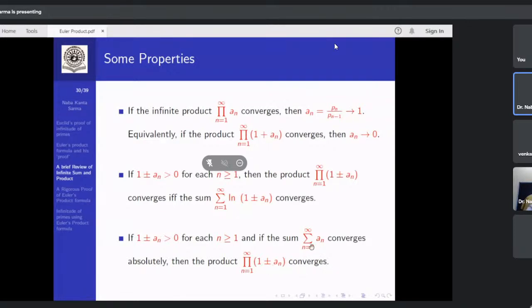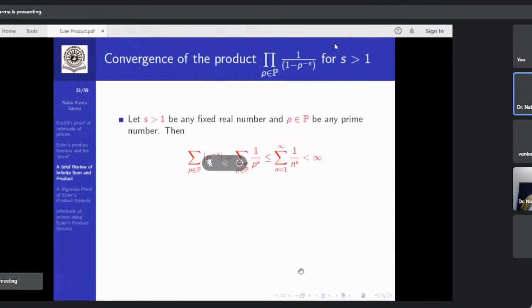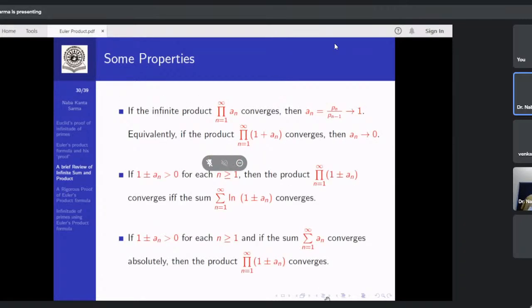So this is a relation between sum and product. By knowing that the sum a_n converges absolutely, I can know that the product of (1 plus a_n) converges. So with all these things, we can now take the right hand side, the infinite product in Euler's identity. We can show that this product also converges. So how to show that this product converges? We'll use this result: if the sum of the series a_n converges absolutely, then the product will converge.